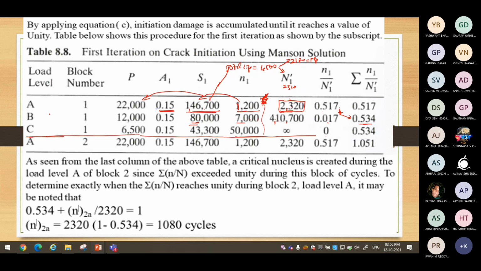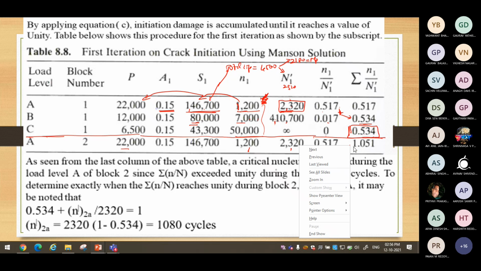Now this block of loading you have to apply another 2 times. Again start with 22,000 with the same component. 1,200 cycles we have to apply. Initiation life is this much. Already some damage has occurred in the first block. When you applied the first block of loading, total damage occurred is 0.534. 0.534 is the total damage occurred together. Now you start the second block of loading.